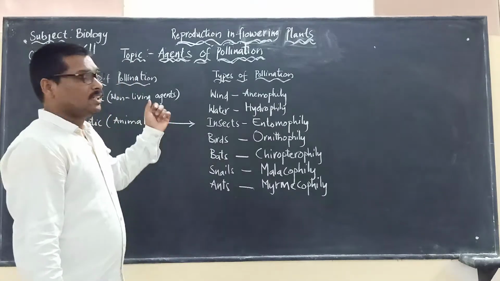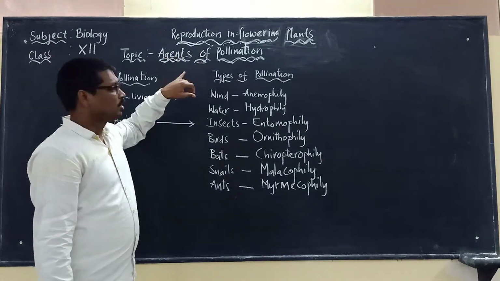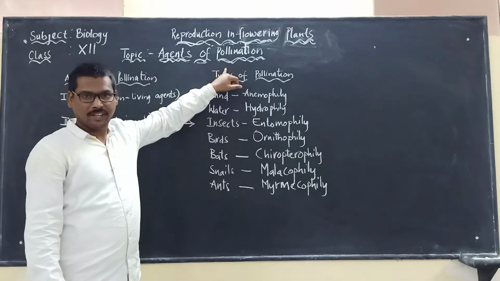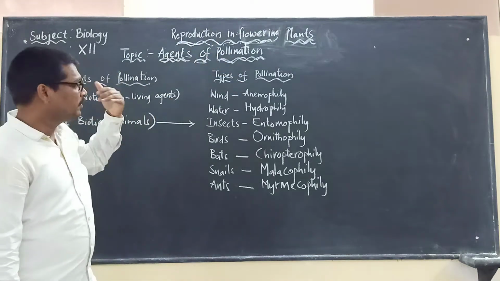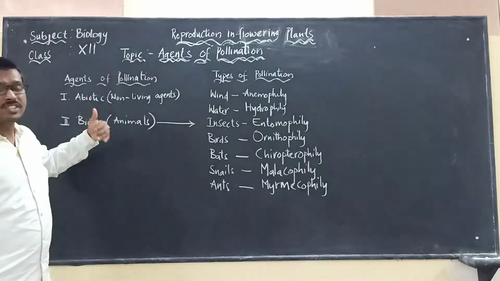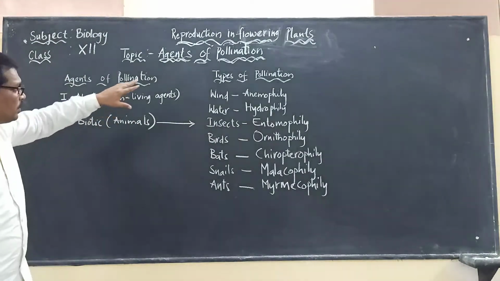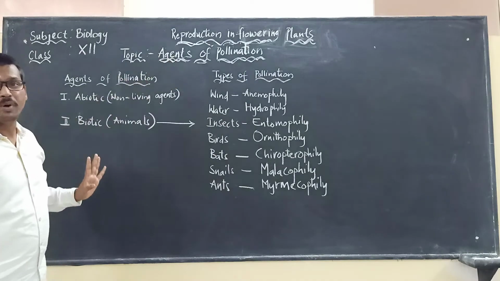Hi everybody. Today we are going to learn about agents of pollination, from the chapter Reproduction in Flowering Plants. We have already studied the other topics in the previous chapter, in the previous class. So today we are going to discuss the agents of pollination.